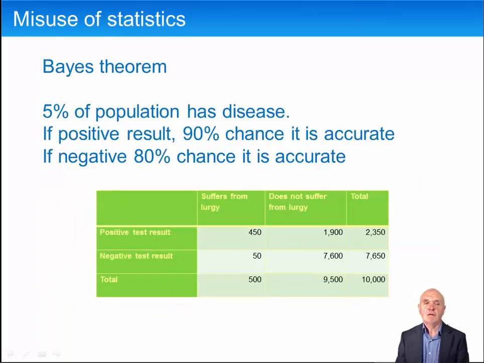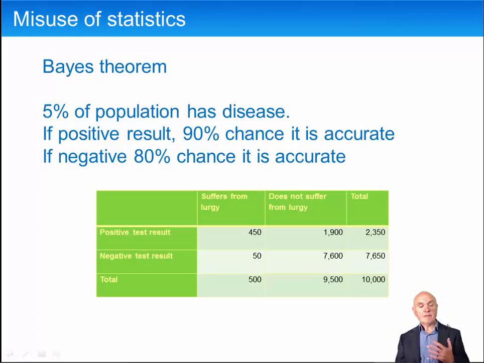False positives and false negatives can be very subtle and actually can be quite alarming sometimes. This makes use of something called Bayes' theorem. Don't worry about it too much. Anyway, let's say that 5% of the population we know has a disease, and there is a diagnostic test.